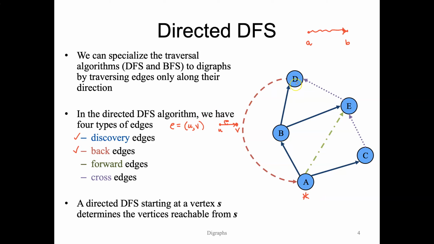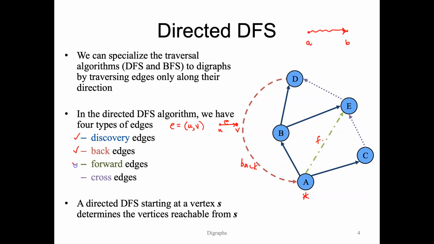So for example, we have some edge from D to A. A is the ancestor of D, so this is a back edge. We're starting from a vertex, D, and we're going back through the tree to a vertex which is an ancestor of that vertex. Forward edges do the opposite. They start at some vertex and they go forward, kind of skipping forward through the tree. So we're going from an ancestor to a descendant. So this is a forward edge.